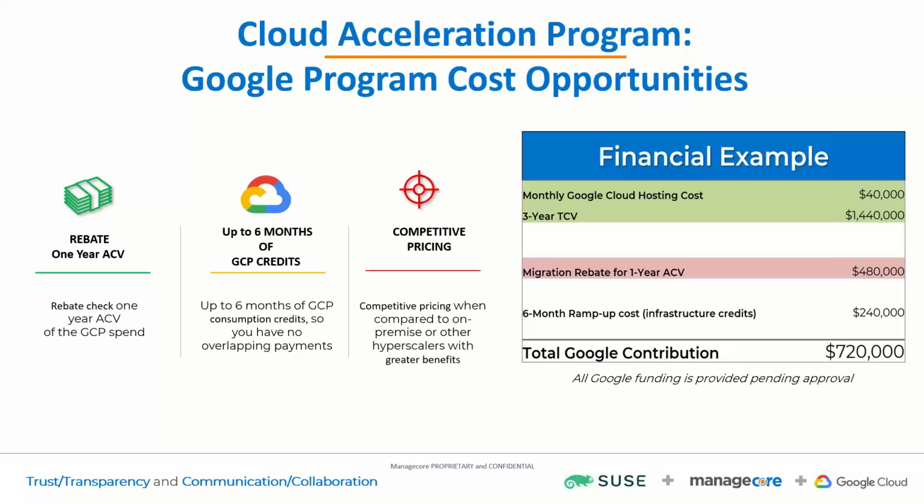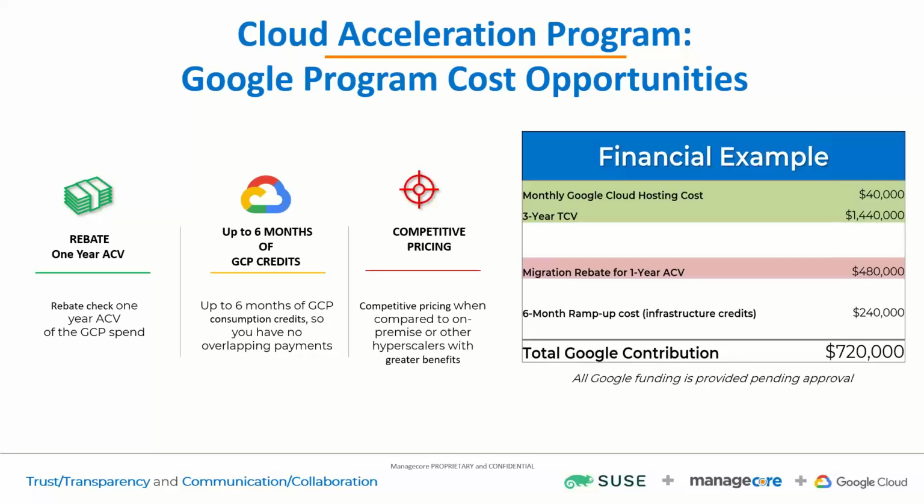Okay, so now a little bit about the CAP program from Google. Google has really taken strides to help clients move to GCP. And one of those programs offered by Google is the Cloud Acceleration Program. And really what the Cloud Acceleration Program allows you to do is actually get a rebate for migrating to GCP. And I'll get in a little bit of detail in the financial example, but Google really wants clients to migrate to their platform, and they're willing to assist with that.